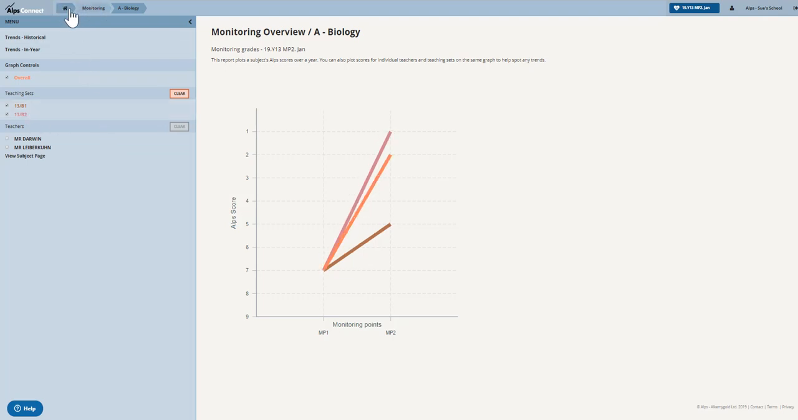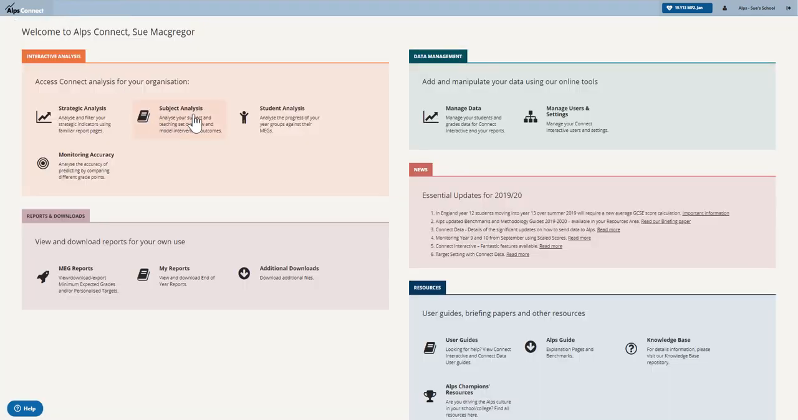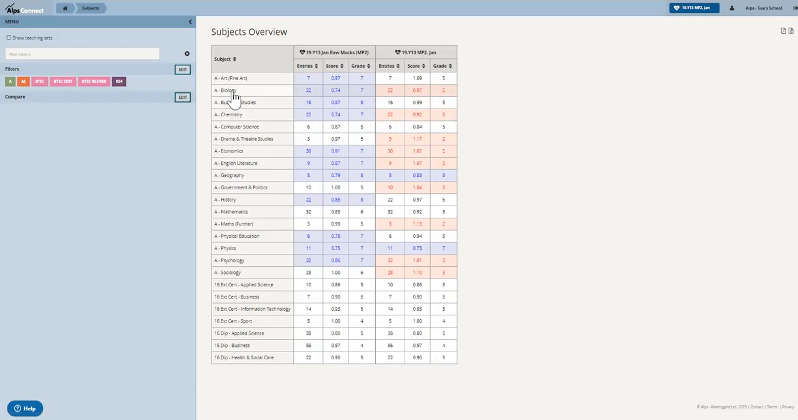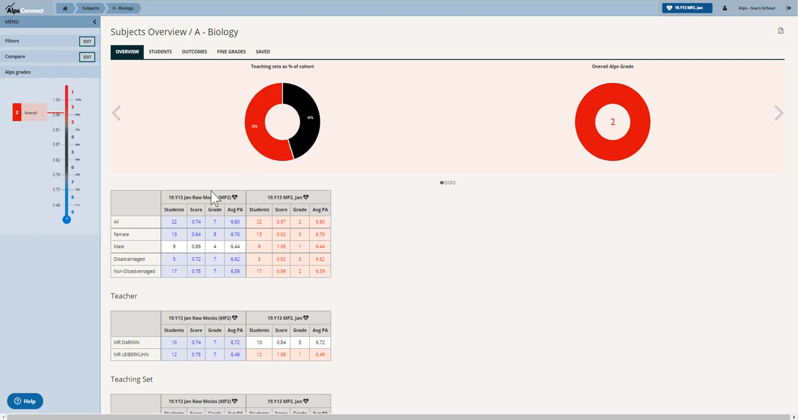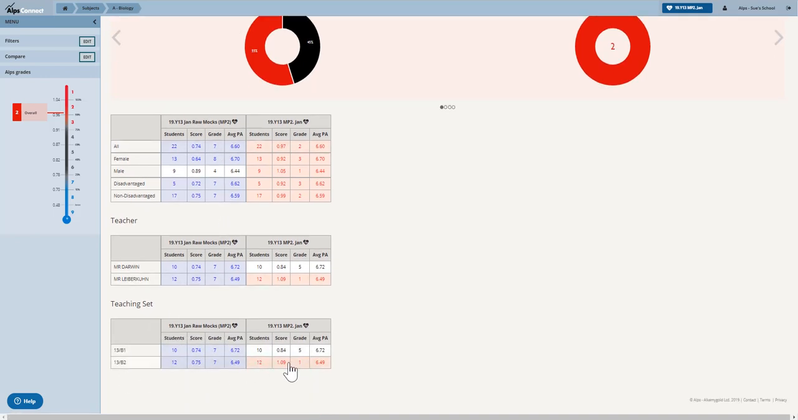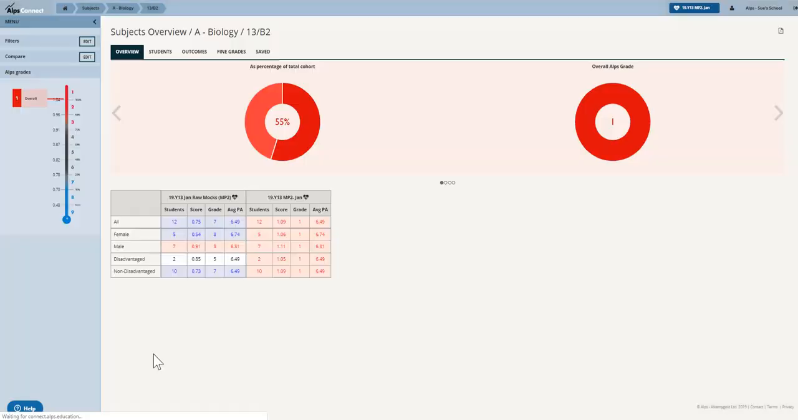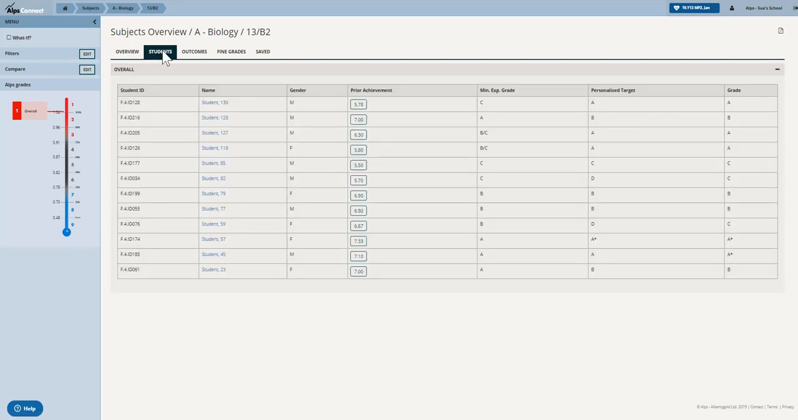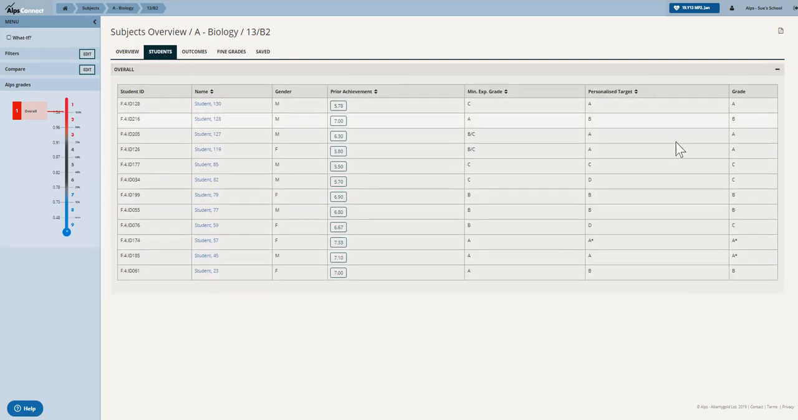So what I'm going to do is head back to that subject overview and then pop into biology and look at that teaching set. So it's this one here, okay? Let's pop in there and then I can look at my students and what they're being predicted as a result of the latest monitoring point. So really, really aspirational. And then what I can do is start to ask questions of those individual students in that group.